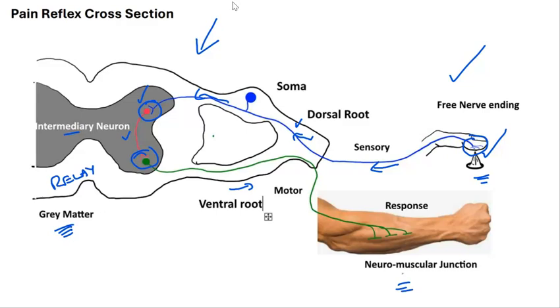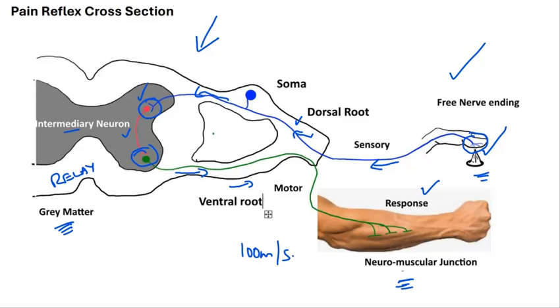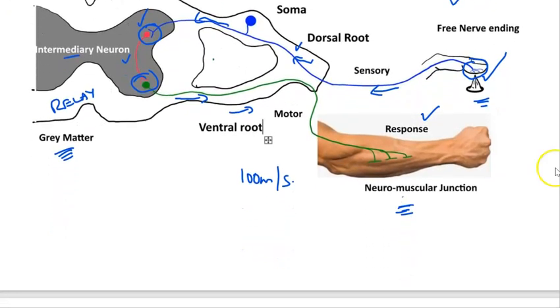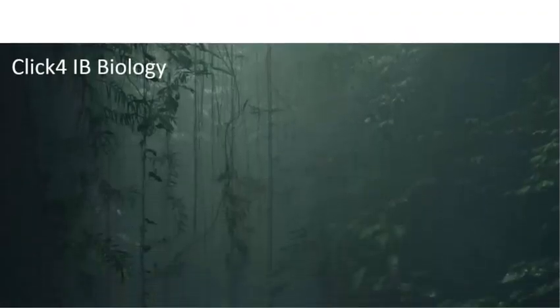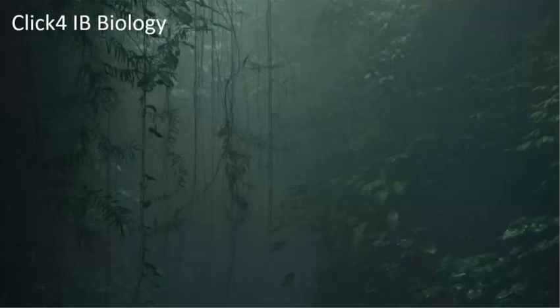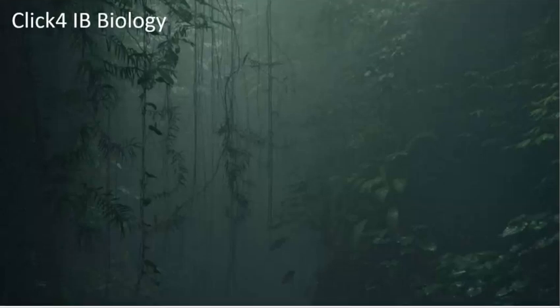The motor nerve is then innervated. The impulse travels along that at approximately 100 meters per second to the neuromuscular junctions of the arm, where the muscle contraction produces the response. And in this way, the finger and the limb is protected from the damaging effects of the painful object here. So that's a simple integration of the organ systems.